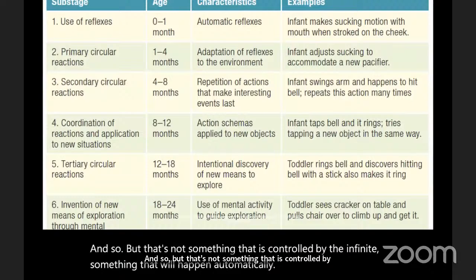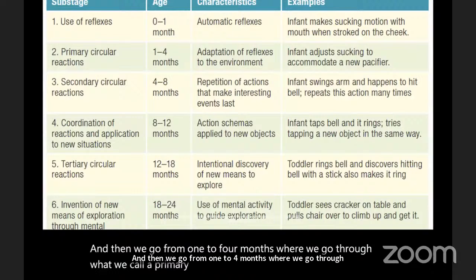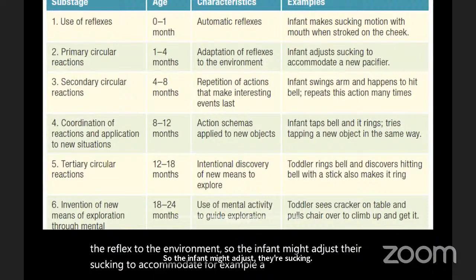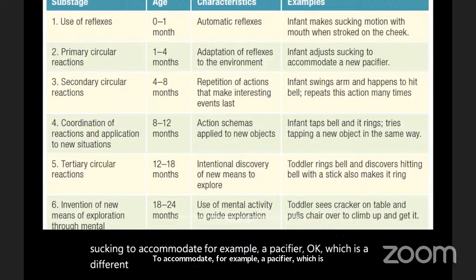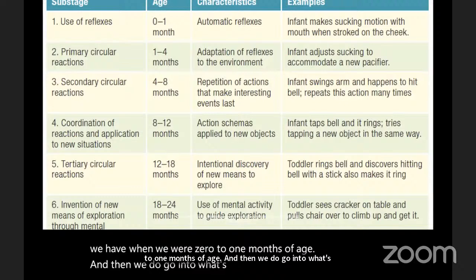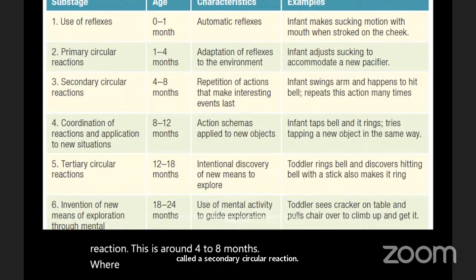And then from 1 to 4 months, we go through what we call the primary circular reaction phase. This is the adaptation of the reflex to the environment. The infant might adjust their sucking to accommodate, for example, a pacifier, which is a different type of sucking reflex. It's not the automatic one that we had when we were 0 to 1 months of age. And then we go into what's called the secondary circular reaction. This is around 4 to 8 months, where there is repetition of actions that make interesting events last.